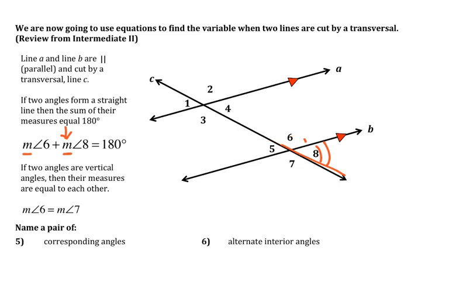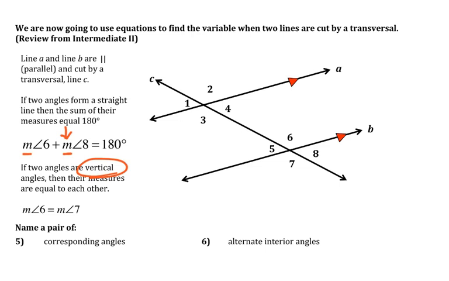If two angles are vertical angles. So if you remember this from last year, when you have two lines that intersect, the two angles that are not next to each other are called vertical angles. That's going to be something that's going to keep coming up. So their measures are equal to each other. So the measure of angle 6 and the measure of angle 7 are equal to each other. So if angle 6 was equal to 120 degrees, then angle 7 would also be equal to 120 degrees.